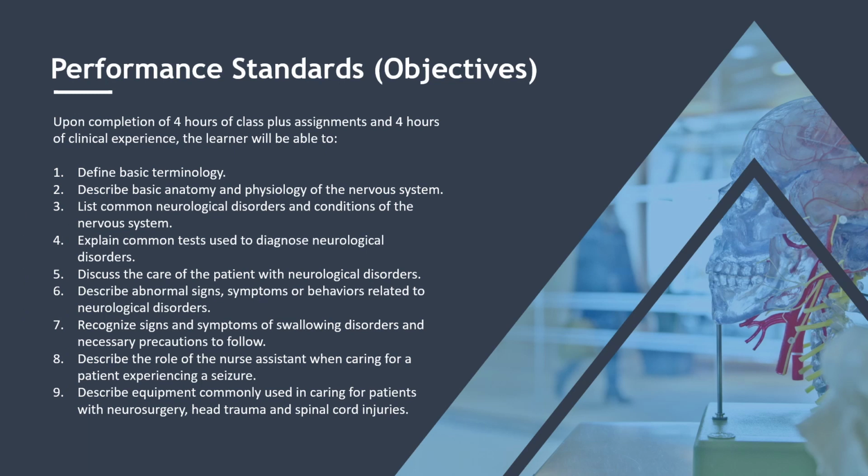Performance standards. Upon completion of 4 hours of class, plus assignments, and 4 hours of clinical experience, the learner will be able to define basic terminology, describe basic anatomy and physiology of the nervous system, list common neurological disorders and conditions of the nervous system, explain common tests used to diagnose neurological disorders, discuss the care of the patient with neurological disorders, and describe abnormal signs, symptoms, or behaviors related to neurological disorders.